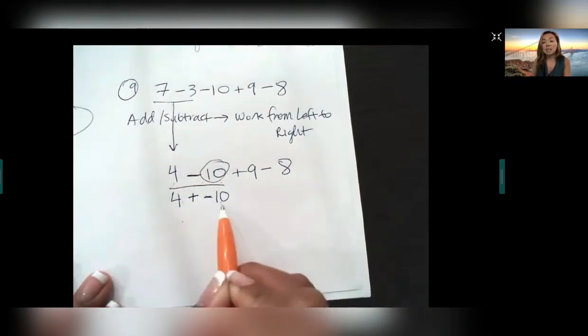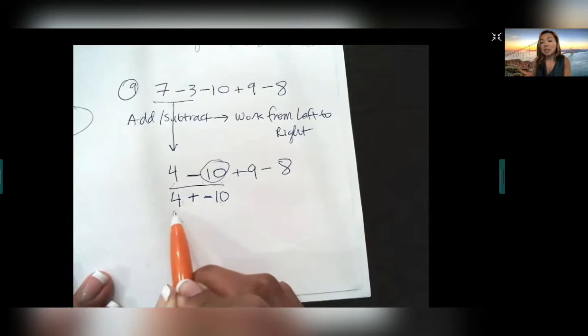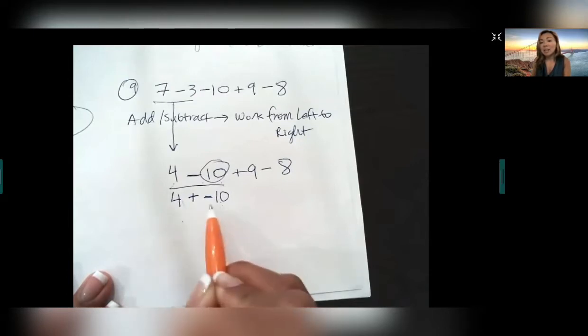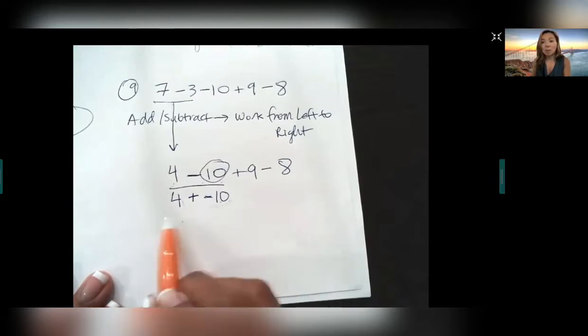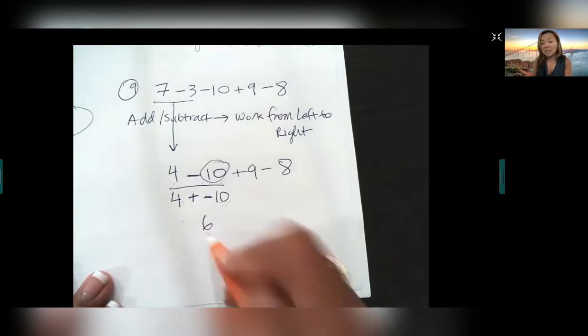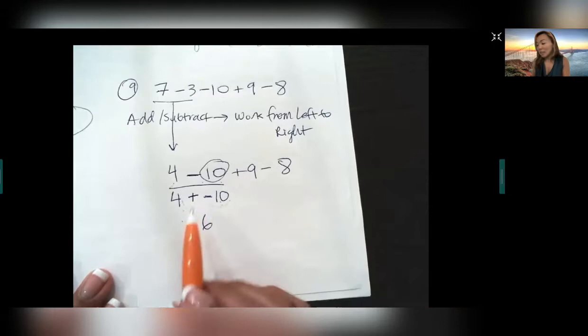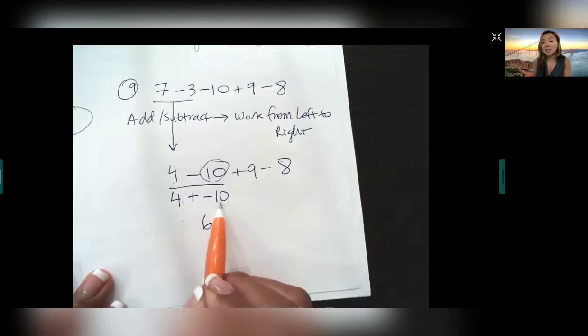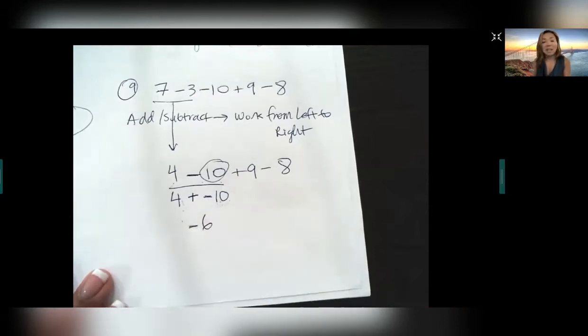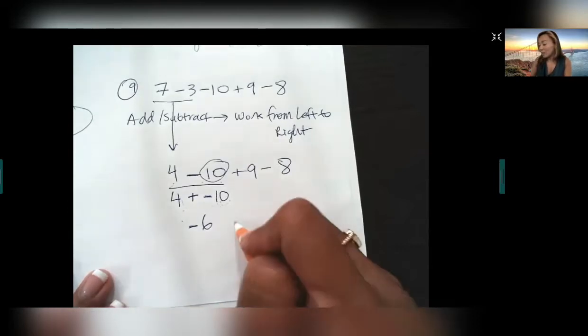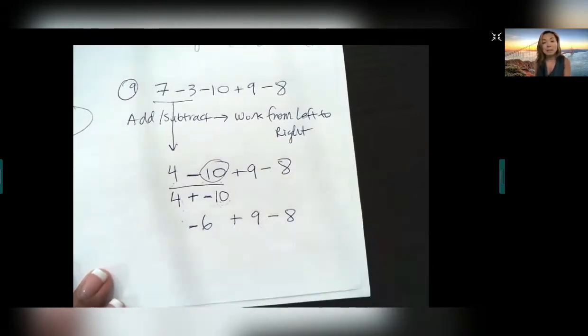So 4 plus a negative 10, since I am taking 4 steps to the right and then 10 steps to the left, I'm going to be subtracting the numbers, so I get a 6. And then the more steps that I took to the right or the left will win the sign. And here I took more steps to the left since 10 is bigger than 4, so that's going to be a negative 6. So now I have negative 6 plus 9 minus 8.